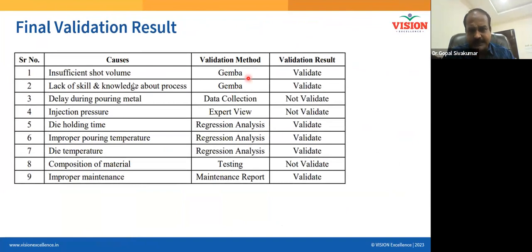And now here is the validation. You see, only a few factors are not getting validated. They are considered insignificant. So no issues with the incoming raw material. And delay during pouring the metal, there is no delay. For almost every casting, the pouring time is close to 2 to 3 seconds only, and there is no issue. Similarly, the injection pressure is also considered insignificant. See here, simply an expert's opinion is taken, and they considered that one as insignificant.